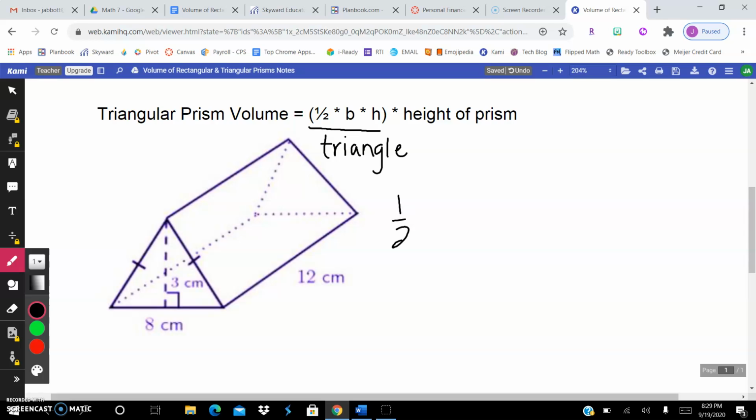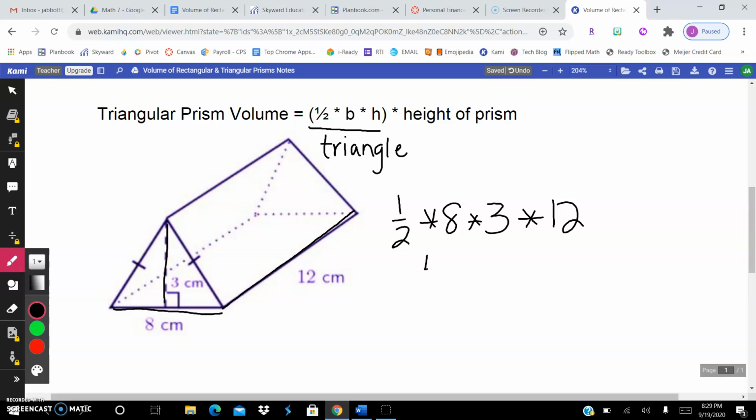So 1/2, the base of that triangle is 8. And the height of that triangle would be 3. And then we have to multiply that by how tall is this figure if we were to flip it up and have it sit on its base, which is the triangle. So this one would be 12 centimeters tall.